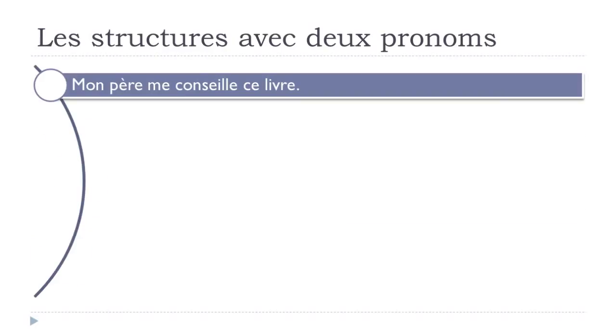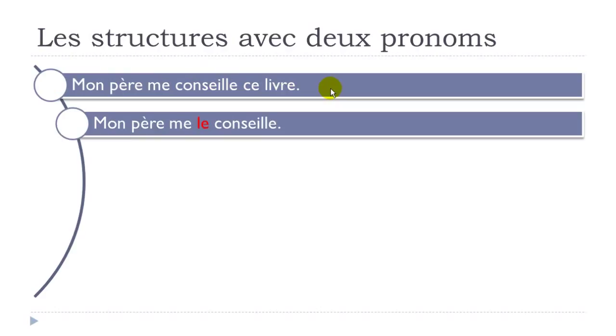So, mon père me conseille ce livre. Mon père, my father, conseille, to advise or to recommend, in that case, ce livre, this book. So we want to replace ce livre, we will put le, okay, and as we saw for the rule, mon père, first me, then le, and after that, the verb. Mon père me le conseille. Okay, that's it. Quite simple, remember, me first, then le, and then the verb.